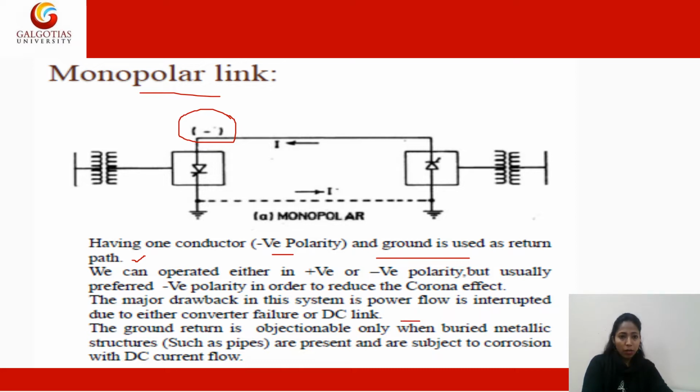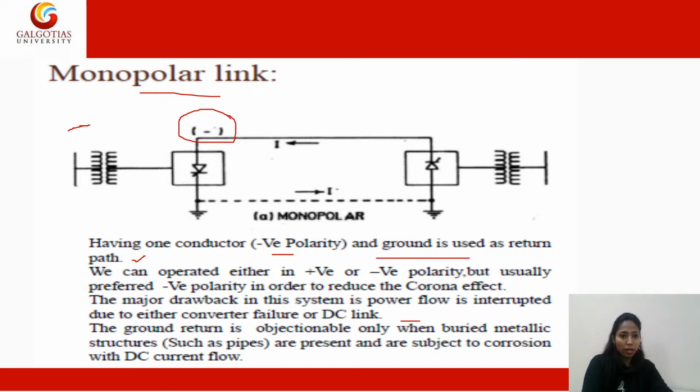The ground return is objectionable only when buried metallic structures such as pipes are present and are subject to corrosion with DC current flow. So we can have this option for the ground return, but it is restricted for some conditions. But this is the main advantage of this HVDC link: here we are using only one conductor, so the cost is also reduced.